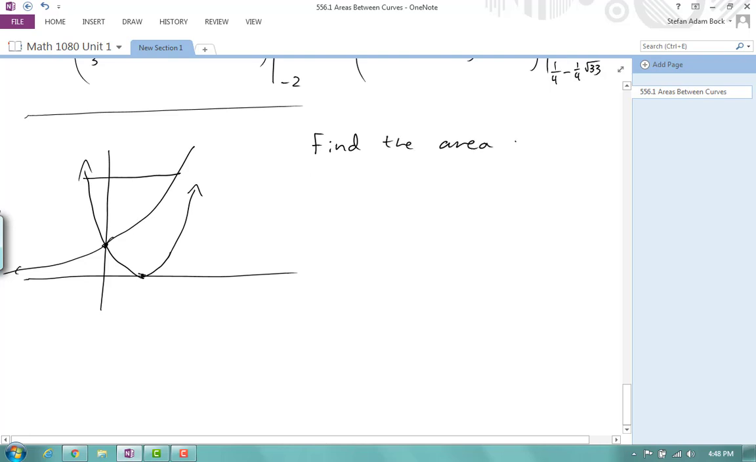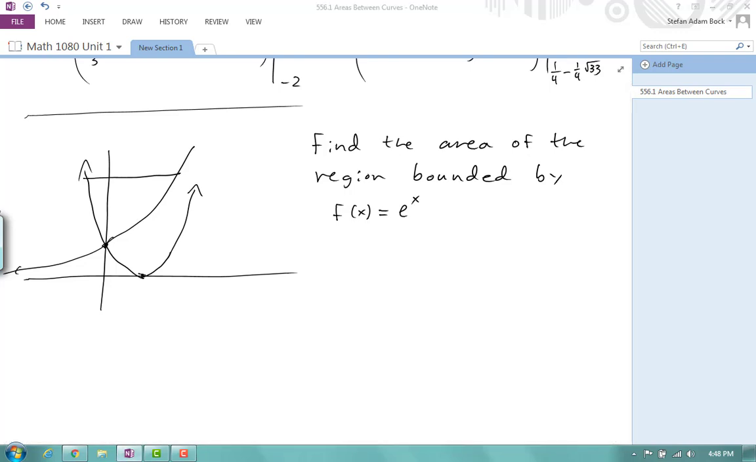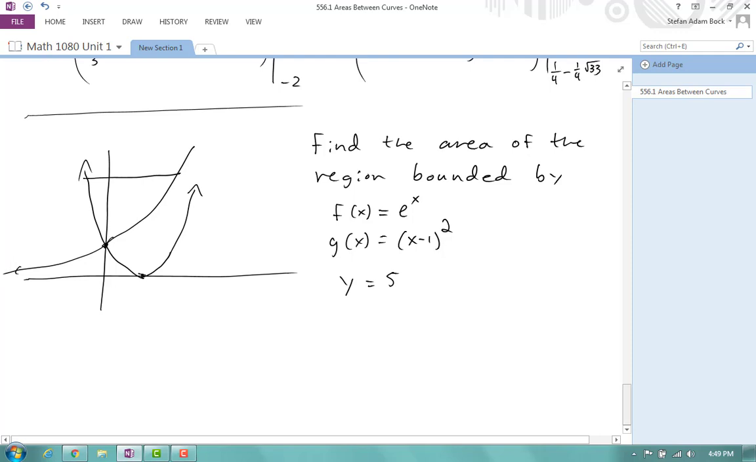I want to find the area of the region bounded by the curves f of x equals e to the x, g of x equals x minus 1 quantity squared, and y equals 5. So what does this look like?